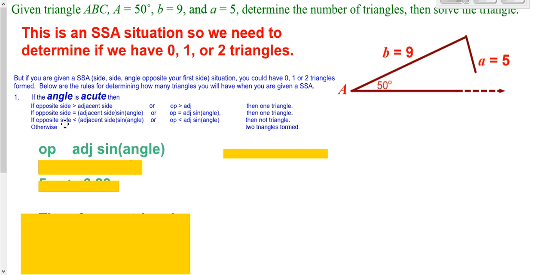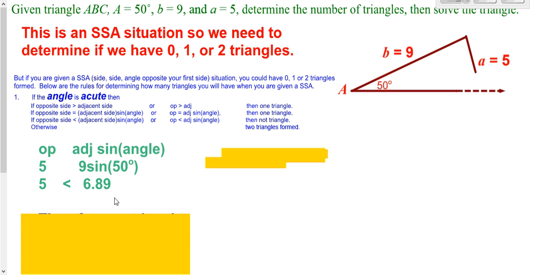The second two are opposite and adjacent side of the angle, so I'll take the opposite of 5, my adjacent side of 9, sine of my angle of 50 degrees. I'll work this out here on the right. And in this case, I get 5 is less than what I have over here. And that's the third situation. If the opposite is less than, it says it's no triangle. Well, if it's not a triangle, we can't solve it, so we're done.